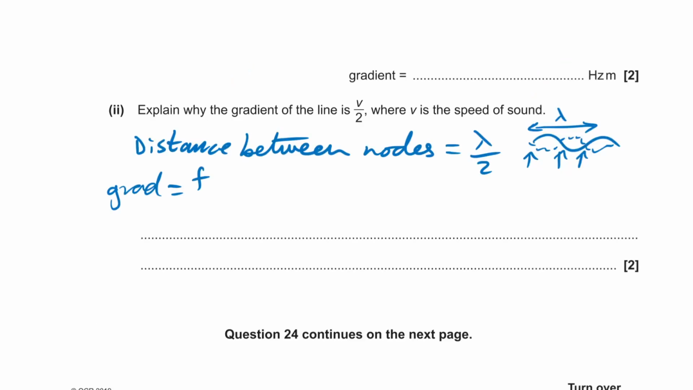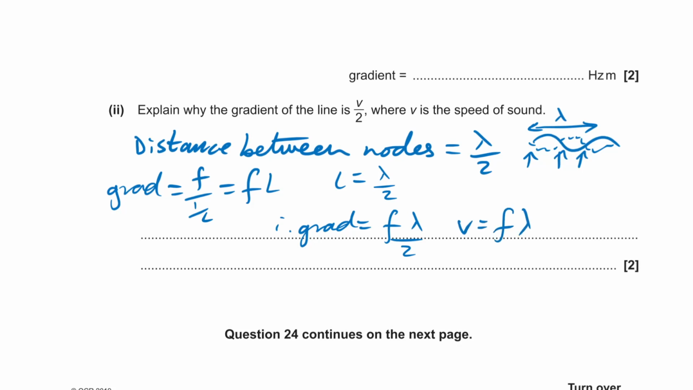So we know the gradient is equal to f over 1 over L, which is the same as f times L. But we just said that the distance L between nodes is half a wavelength, so L is equal to lambda over 2. Putting those together, the gradient is equal to f times lambda over 2. Therefore, because v is equal to f lambda, v is equal to 2 times the gradient.